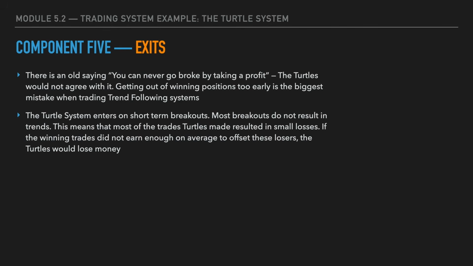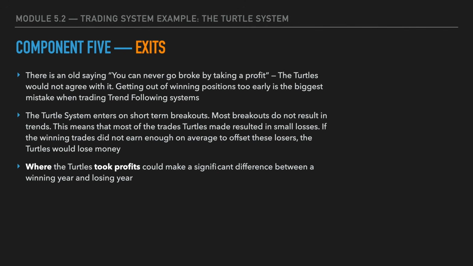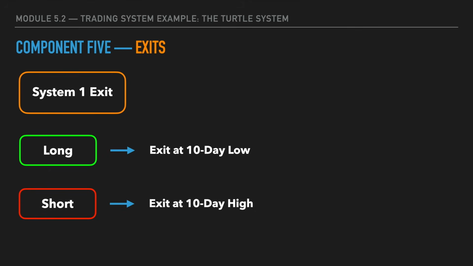So that means most of the trades that turtle traders made will result in small losses. If the winning trades did not earn enough on average to offset all those small losses, the turtles will lose money. Where the turtle traders take profit can make a significant difference between a winning and a losing year in the end. So here's how turtles exit their winning trades.